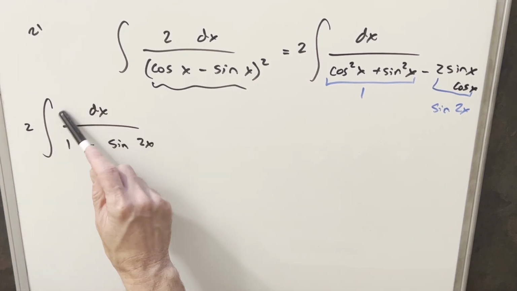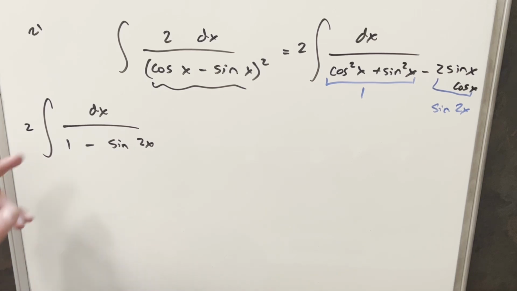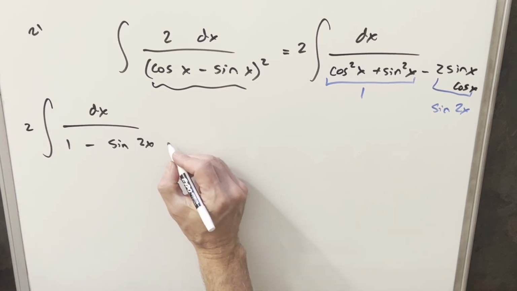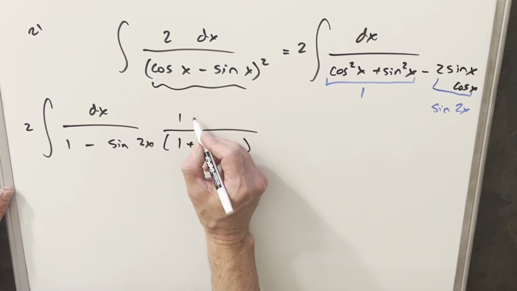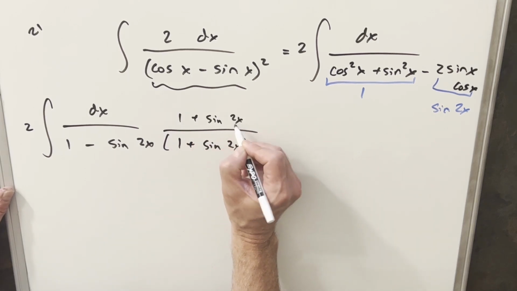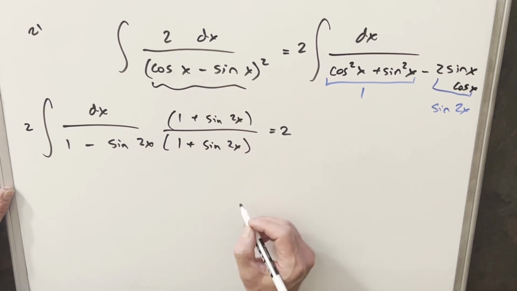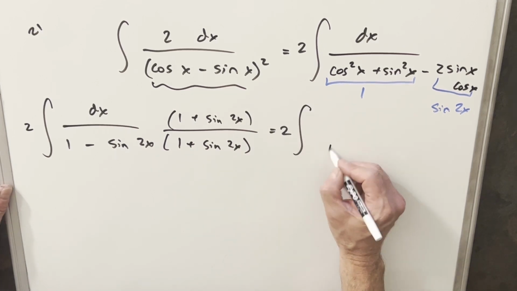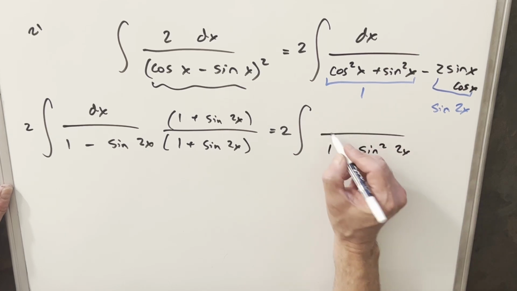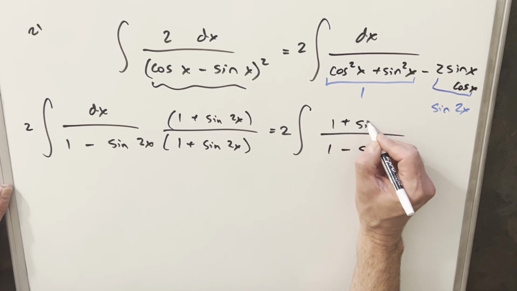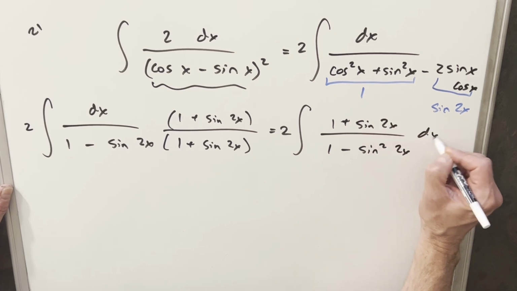And then from here, I'd kind of like to have something in the numerator to do a u substitution, but we've got nothing right now. So what I'm going to do is multiply this by the conjugate. In the numerator and denominator, multiply by 1 plus sine of 2x. And then when we multiply that through, in the denominator we'll have 1 minus sine squared 2x. And then we're going to have here just 1 plus sine of 2x dx.